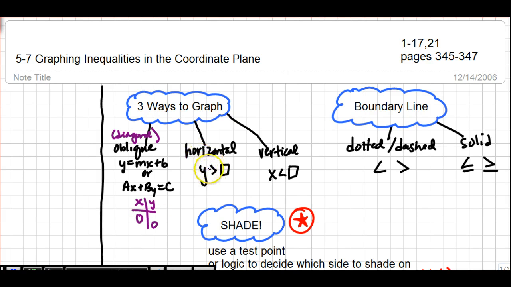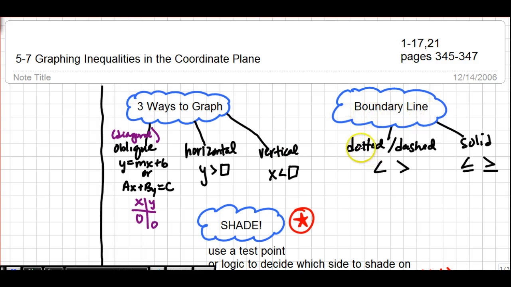If you have y and then any inequality, not just the greater than, but any inequality and then a number, that's going to result in a horizontal line. Anytime you have x and then any inequality and then a number, that's going to result in a vertical line. So students should predict in advance what type of line they're going to have. Before they actually draw the line, they should determine what kind of boundary line it's going to be.